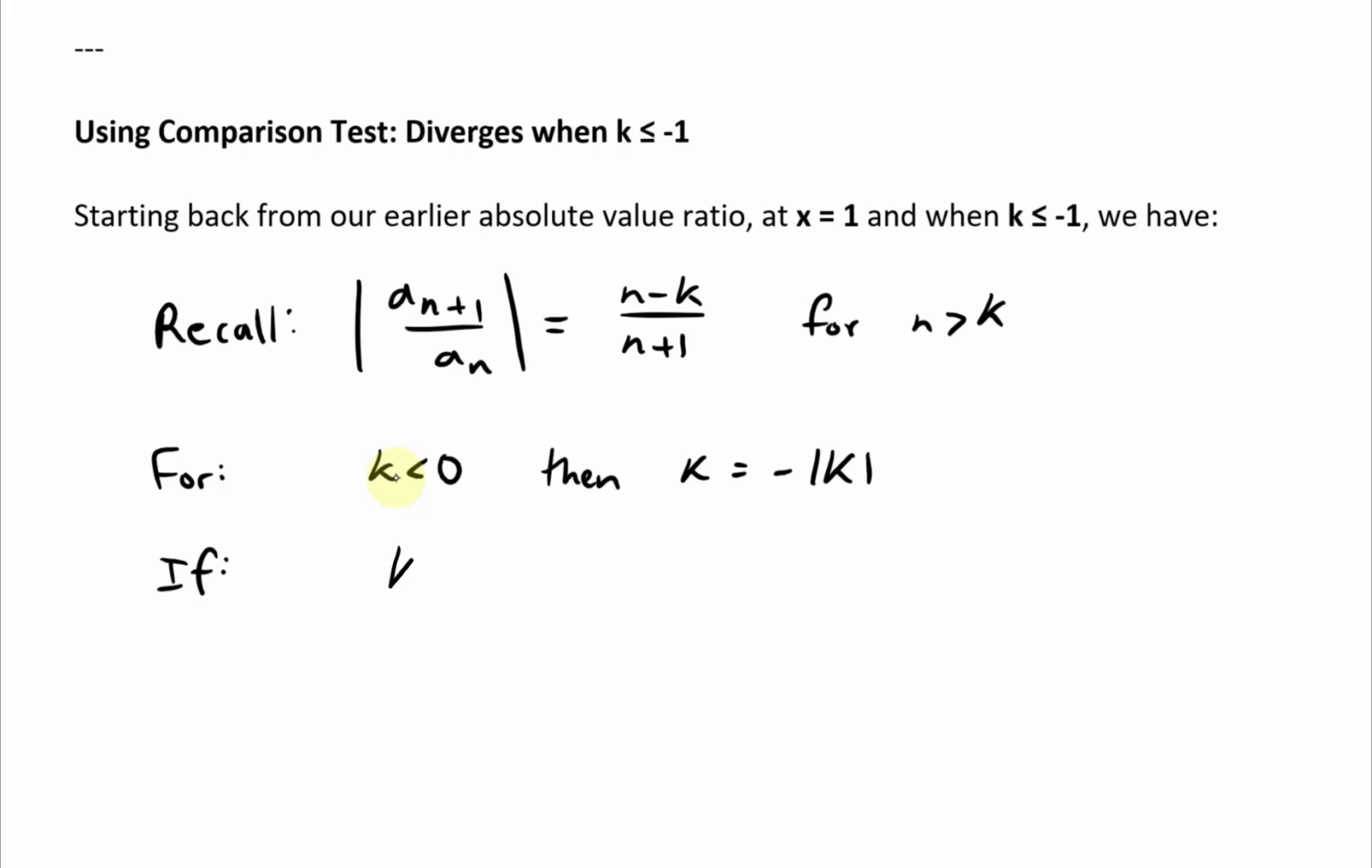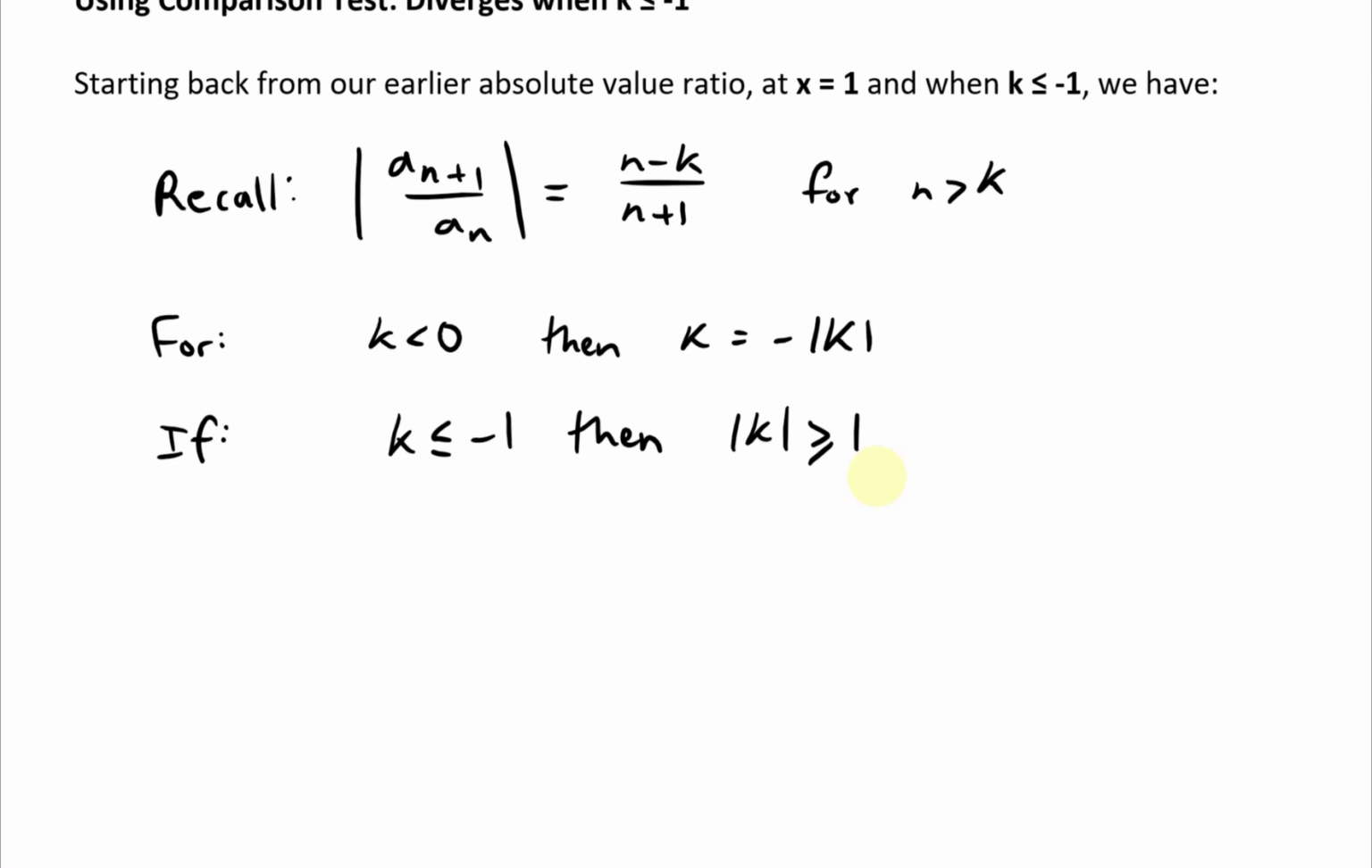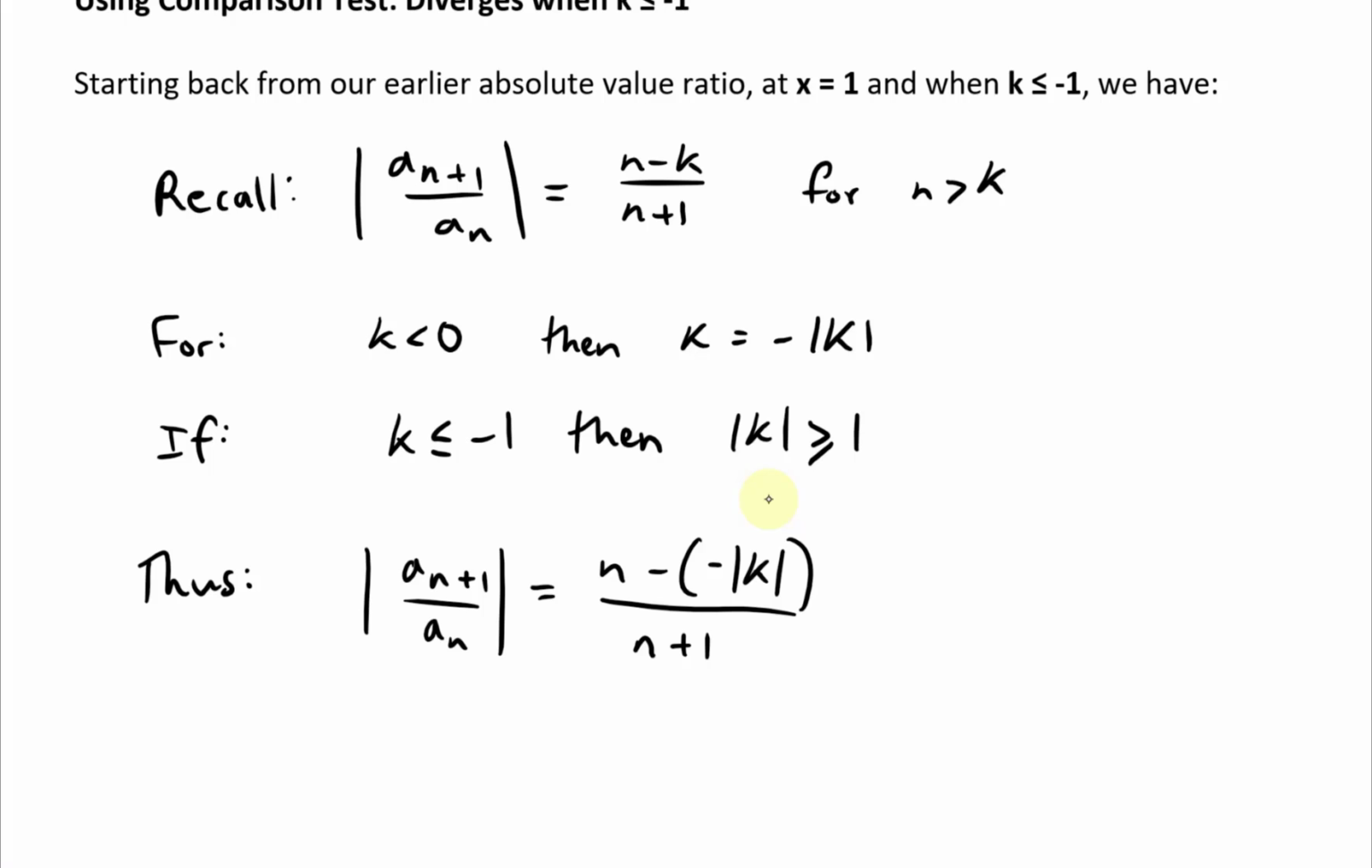If we have k is less than or equal to -1, then the absolute value of k, this one right here, is always positive, so this is going to be greater than or equal to 1. Thus, the absolute value of (an plus 1) over an is going to equal (n minus k) over (n plus 1), so n minus negative absolute value of k, which equals n plus absolute value of k, over n plus 1, where absolute value of k is greater than or equal to 1. In other words, this is going to be greater than or equal to (n plus 1) over (n plus 1), so these just cancel. We get equal to 1.